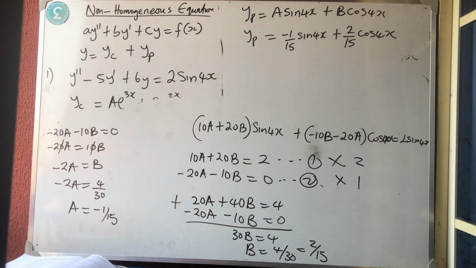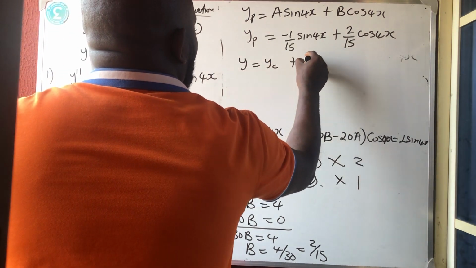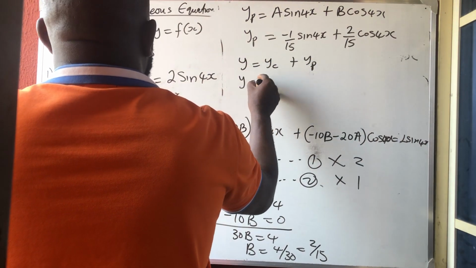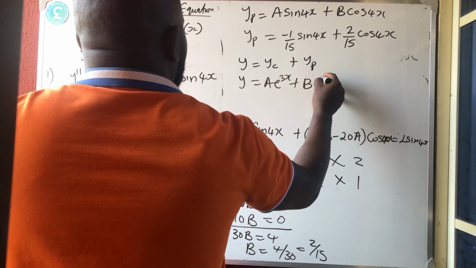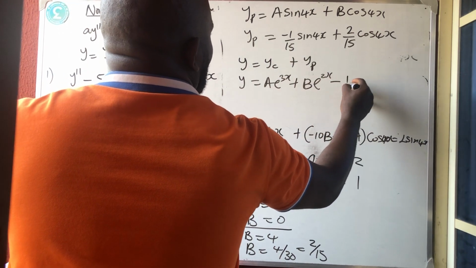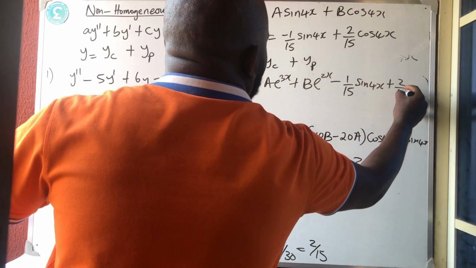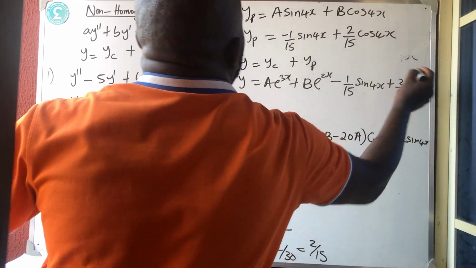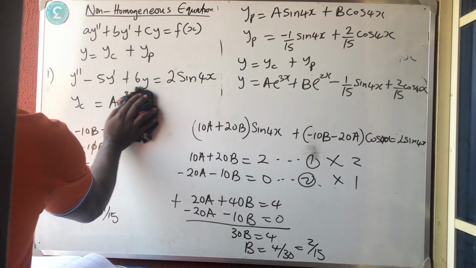So what do we have now? My y will be yc plus yp. So my y is equal to A e raised to power 3x plus B e raised to power 2x minus 1 over 15 sine 4x plus 2 over 15 cos 4x. So that is the solution to the differential equation.